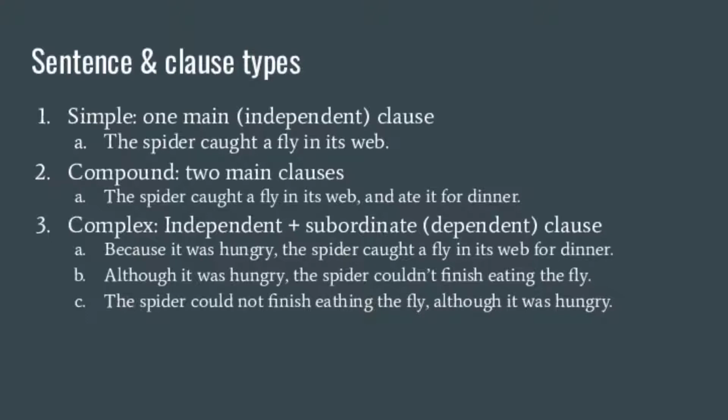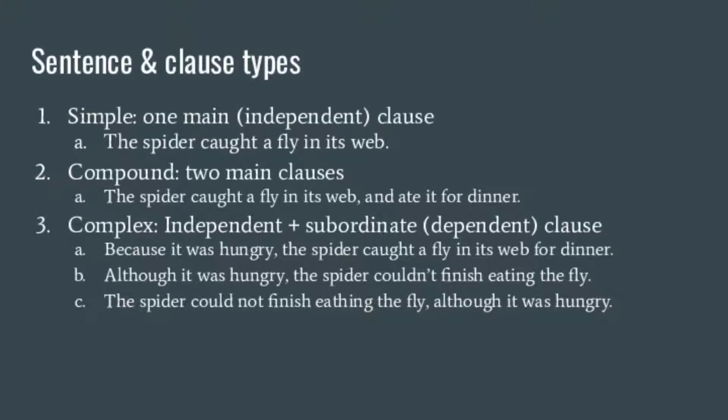So going beyond the simple sentence, okay, simple sentence, the spider caught a fly in its web, and there's a cause and effect, caught a fly. But then you can have two main clauses, what we call a compound sentence, joined with a conjunction such as and, so, or, but. The spider caught a fly in its web and ate it for dinner. Or complex sentences. A complex sentence has a subordinate clause or dependent clause.